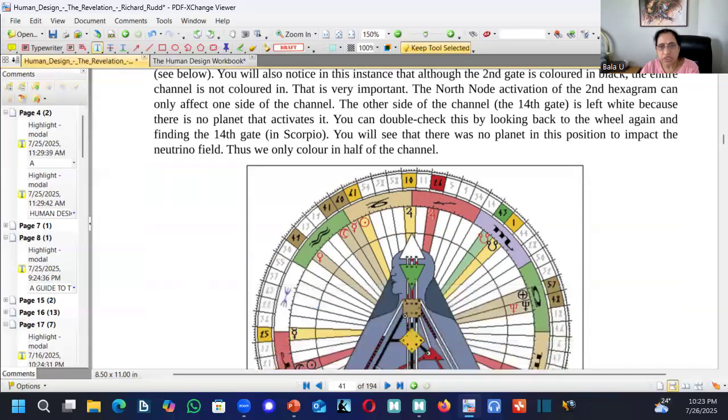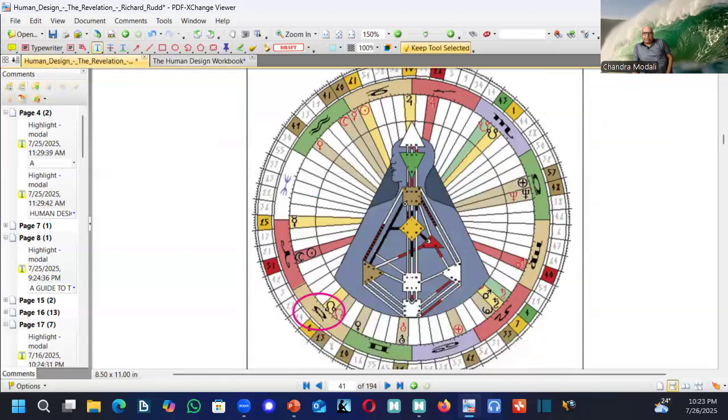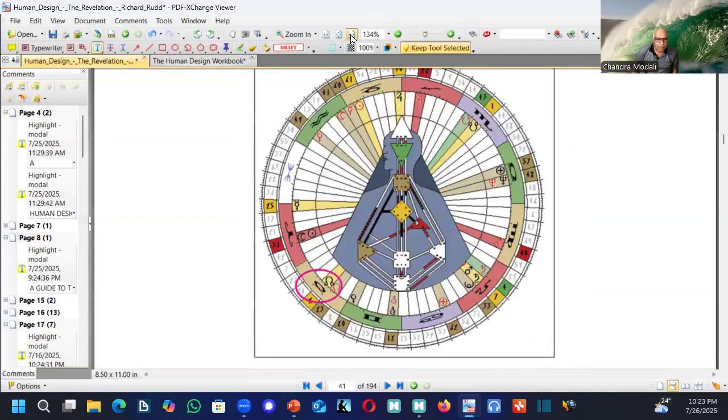You will also notice in this instance that... see, this is the north node. Right. Here, black and red. Yeah. No, this is not the, this is the north node. Oh, here. Yeah, he circled here. And what is the number here? 1, is it? No, I think this is 2 maybe. He's talking about 2, right? If this is 1, this should be 2.